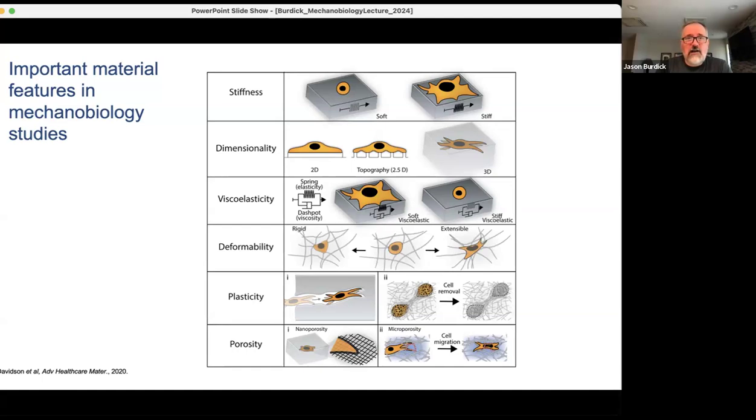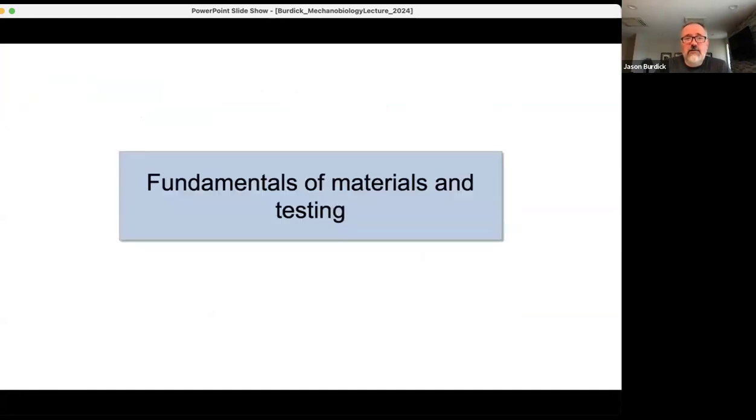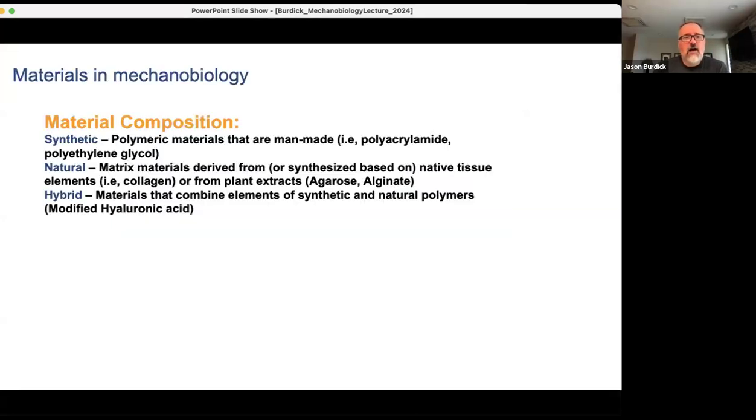Maybe one comment too is that a lot of these are really coupled together. So it might be hard to change only stiffness in a material, because that's also going to change something like degradation. But each of these have been shown to influence cell behaviors. Okay, so that's a lot of the motivation and some of the general properties of materials that might be important for mechanobiology. So I'm just going to spend a couple slides on thinking about some of the fundamentals of the material science and how we test these types of properties that are of interest.